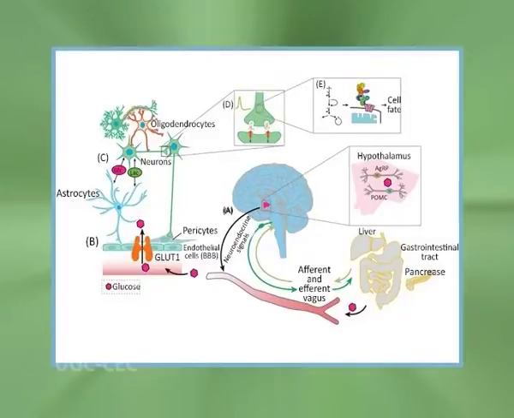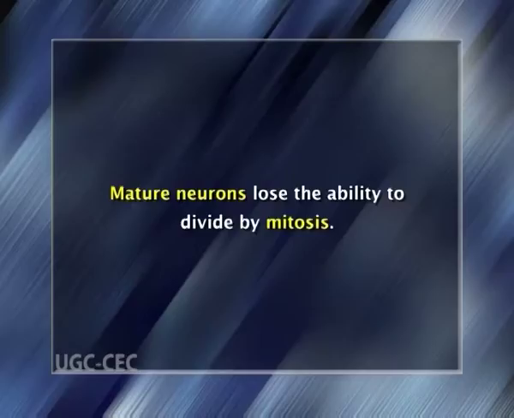Although neurons share many of the features found in other cell types, they have some special characteristics. For example, neurons have a very high metabolic rate and must have a constant supply of oxygen and glucose to survive. Also, mature neurons lose the ability to divide by mitosis. Until the late 20th century, it was thought that no new neurons were produced in the adult human brain. However, there is evidence that, at least in some brain areas, new neurons are produced in adulthood.